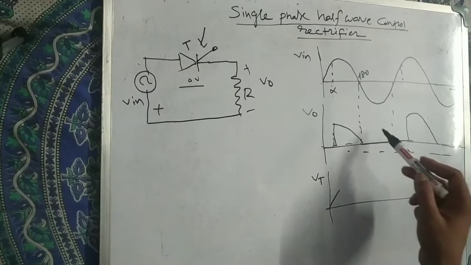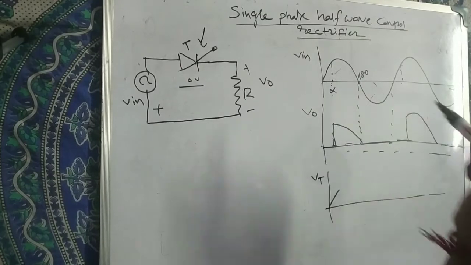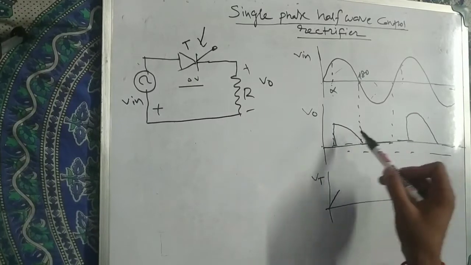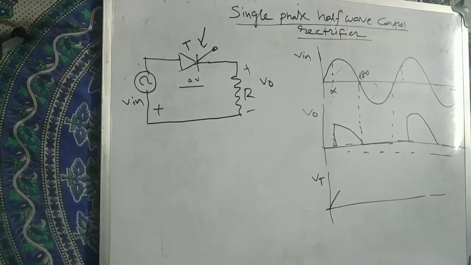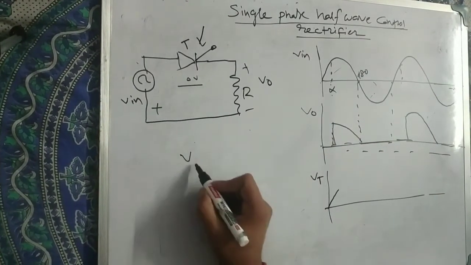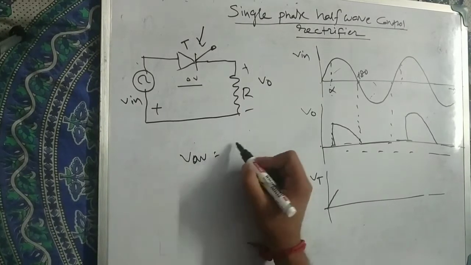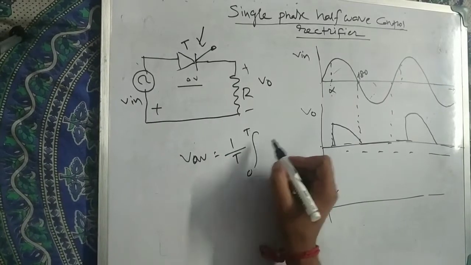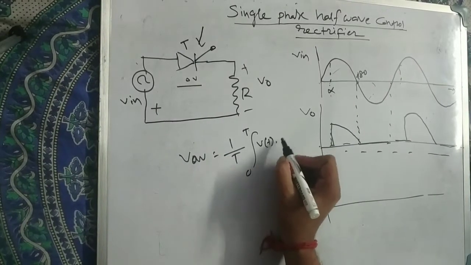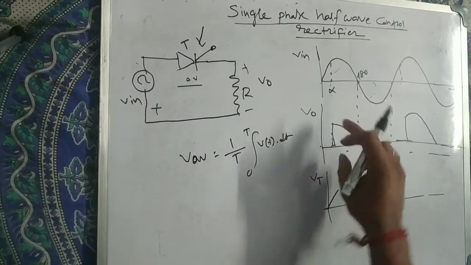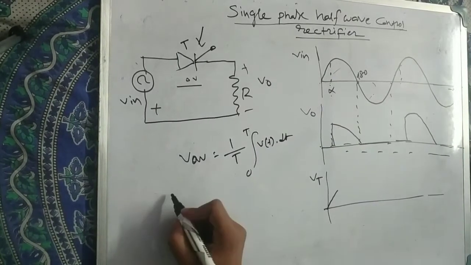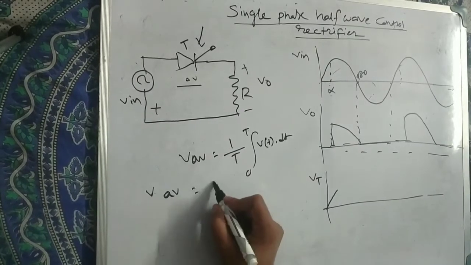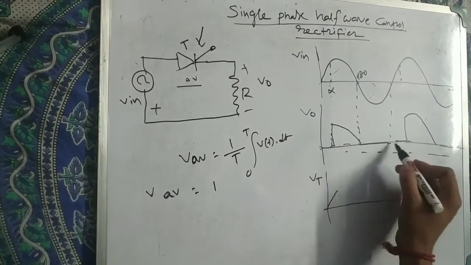In AC the average voltage is always 0, but here the average voltage is not 0. So we will find the average output voltage from the curve. We all know average voltage means 1 by the total time period, integral from 0 to time period of Vt dt. So what average voltage will we get? It will be 1 by the total time period, 0 to 2 pi.